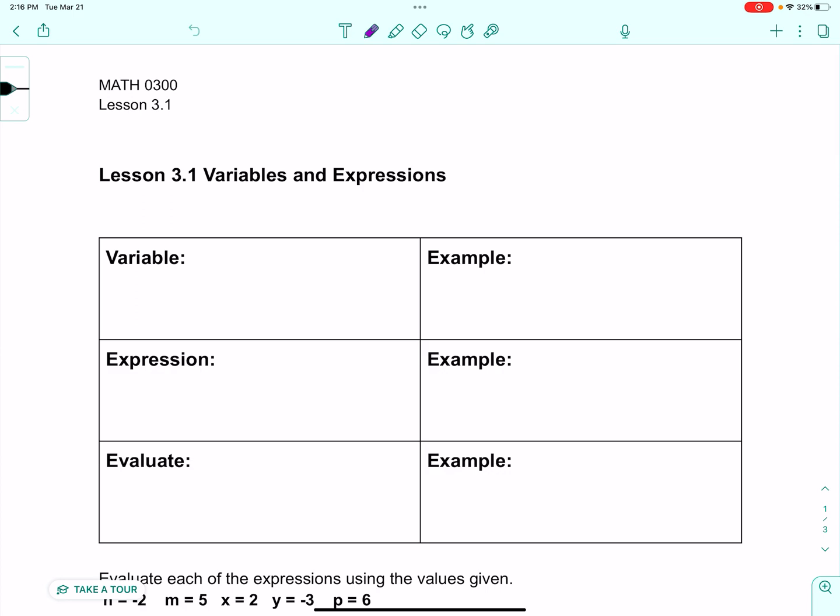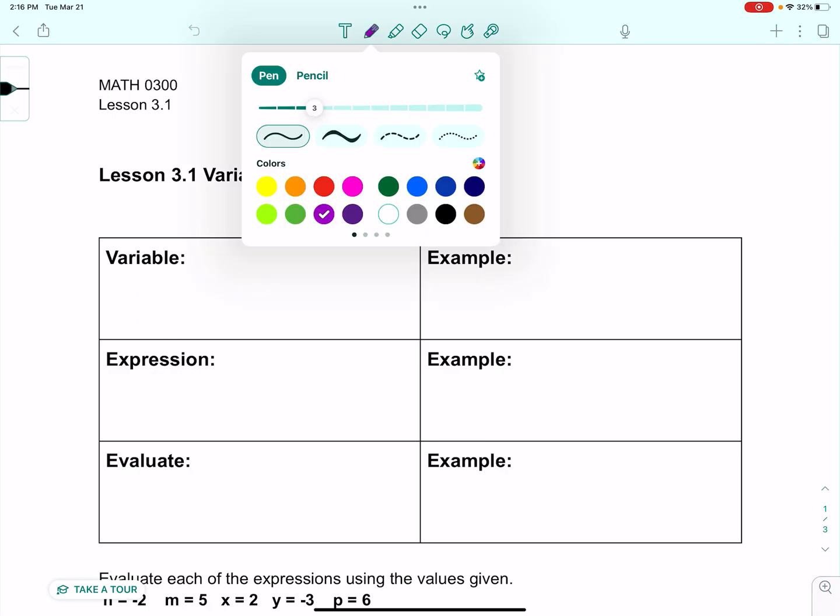We've worked with these a little bit throughout the semester. Now we're going to look at them in a little more depth. But before we can work with them, we need to be able to talk to each other about them. So let's talk about some definitions and some examples first.